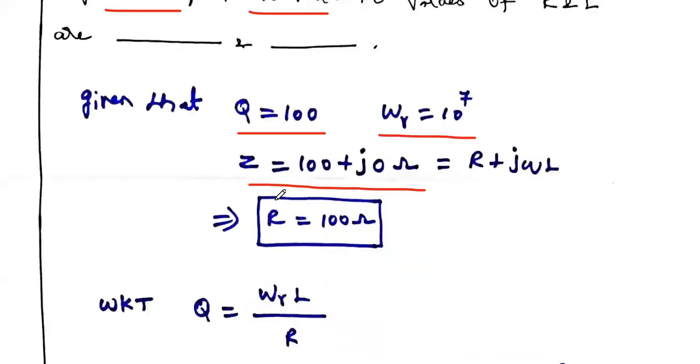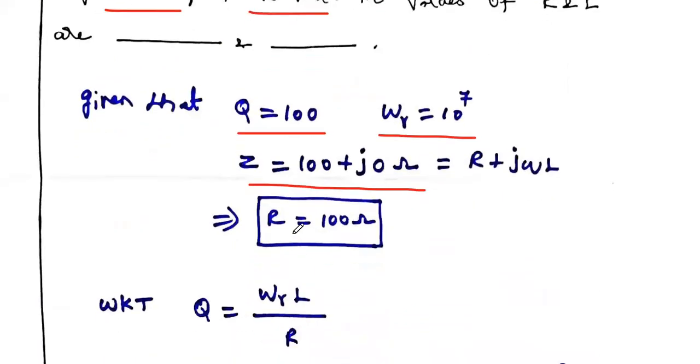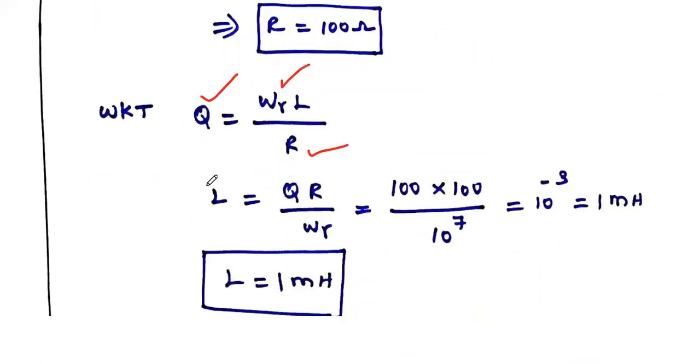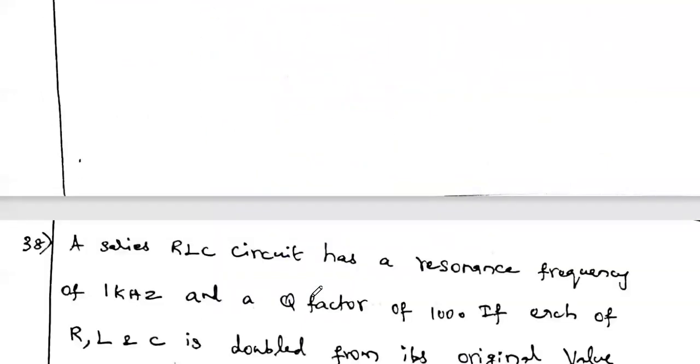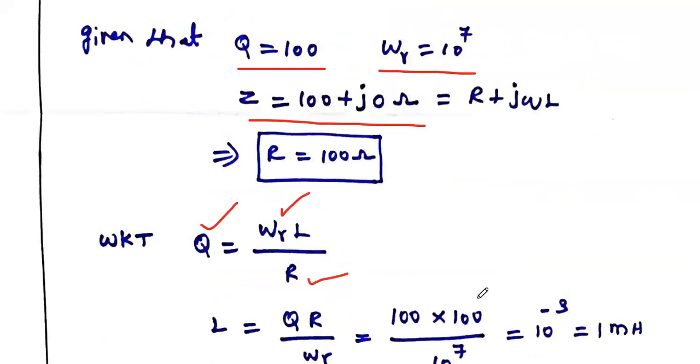The impedance is Z equal to 100 plus j. From that, this is the real part, and the real part is nothing but the resistance. In order to calculate the inductance value, the quality factor Q equals omega R L by R. Here Q and omega R are given, and R we calculated. You just rearrange, and we get the inductance value as 1 millihenry. So this is the inductor value, and the resistor value is calculated.